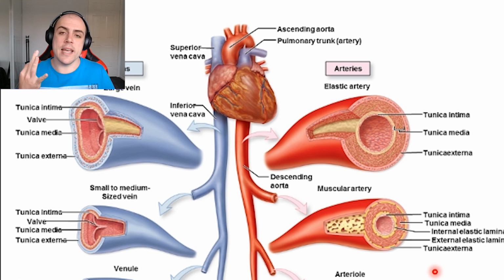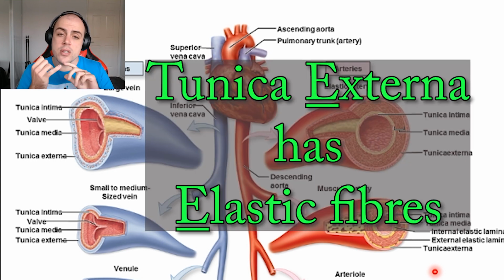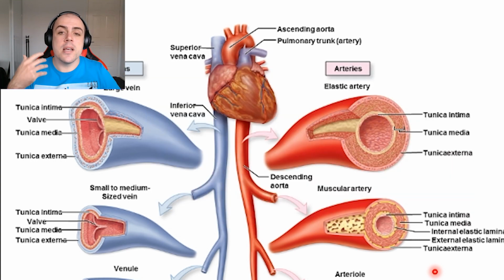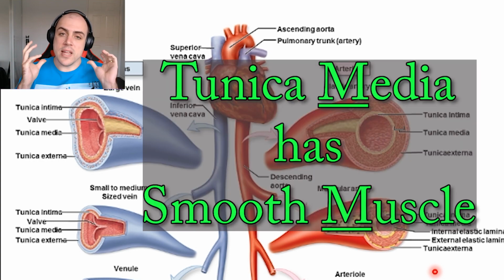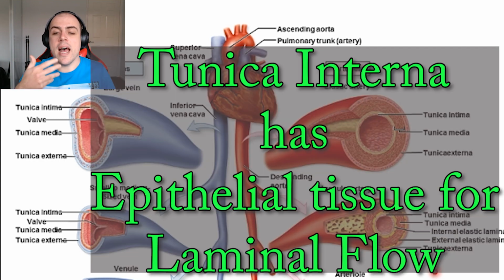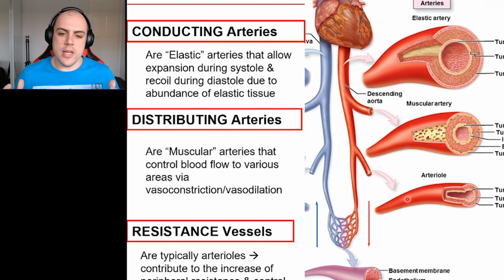So 3 main layers: externa, media, and interna. Externa has a lot of elastic fibers. The media has a lot of that smooth muscle, and interna has that epithelial tissue to allow for that nice, smooth, laminar flow.